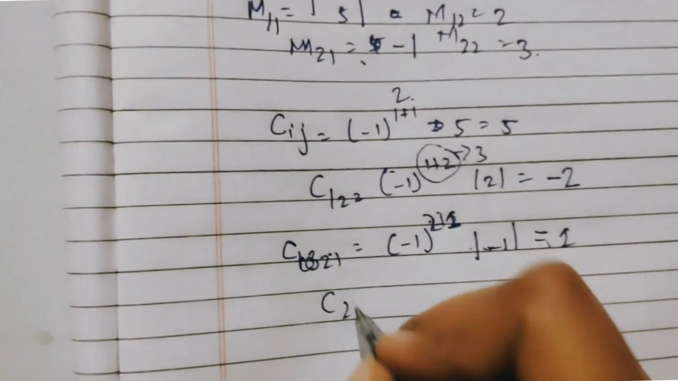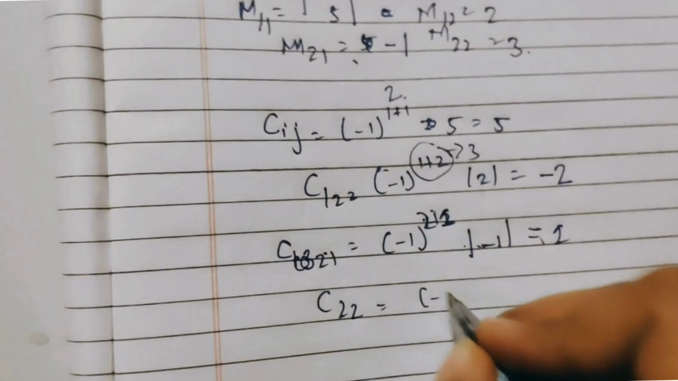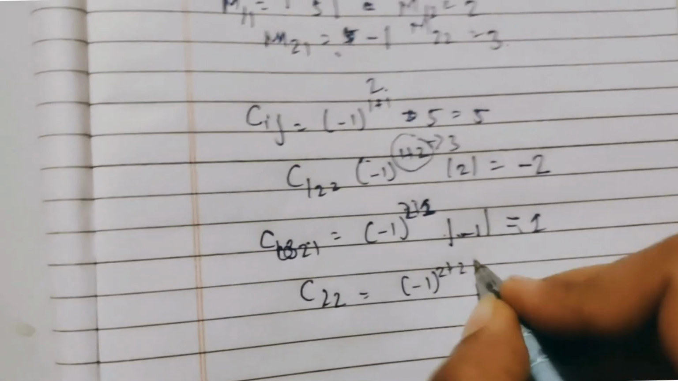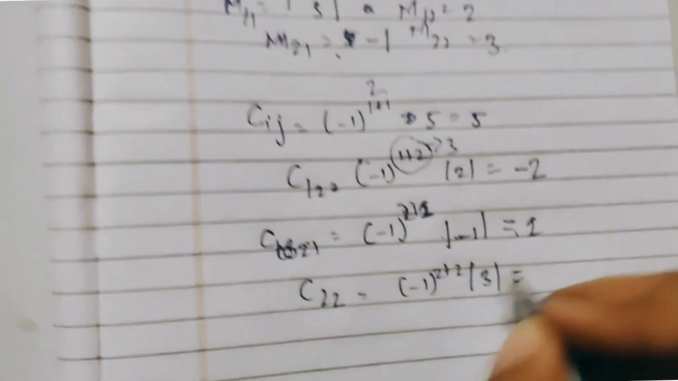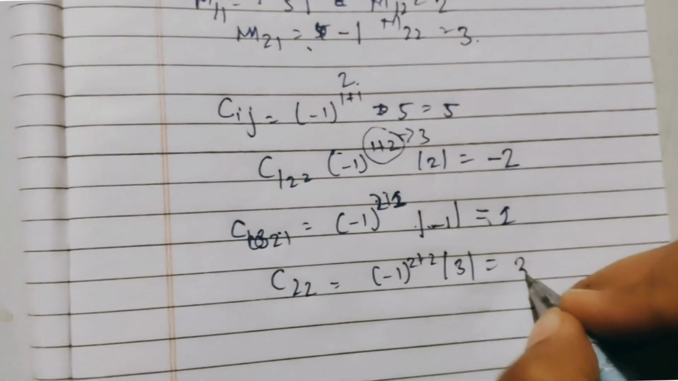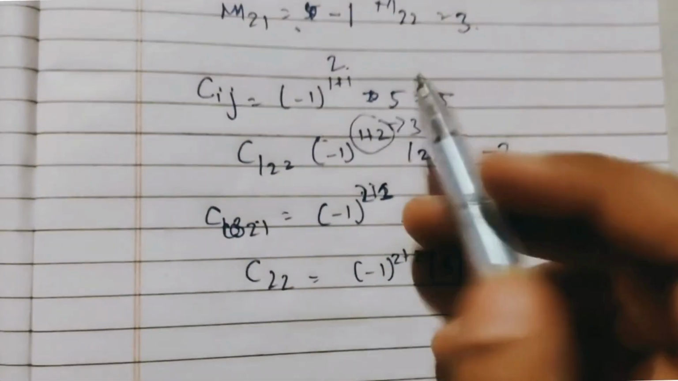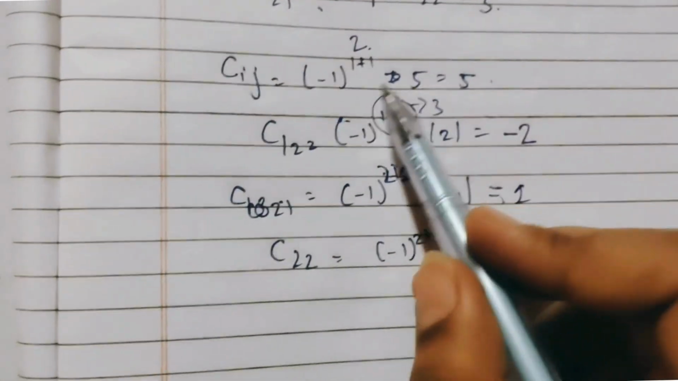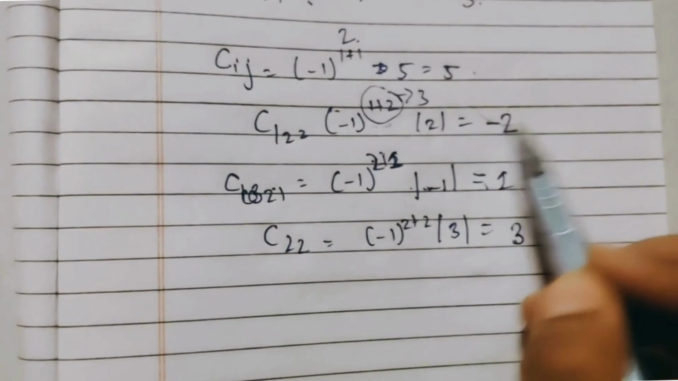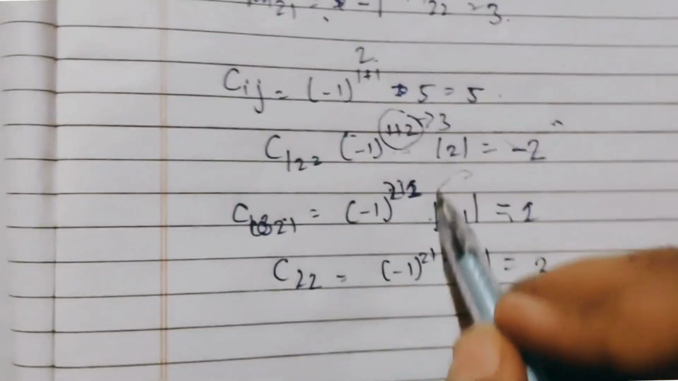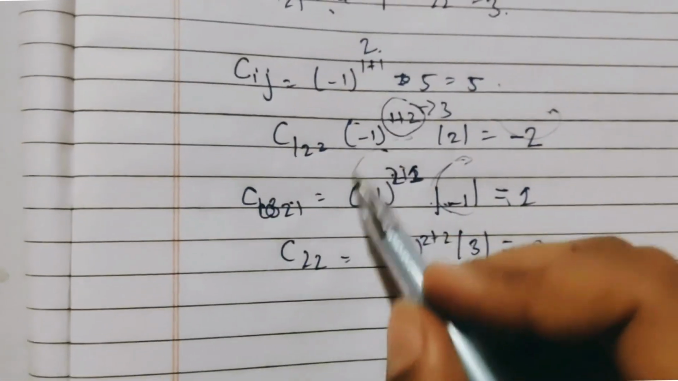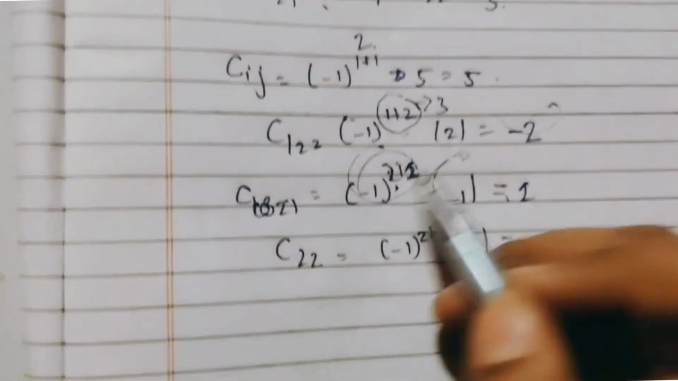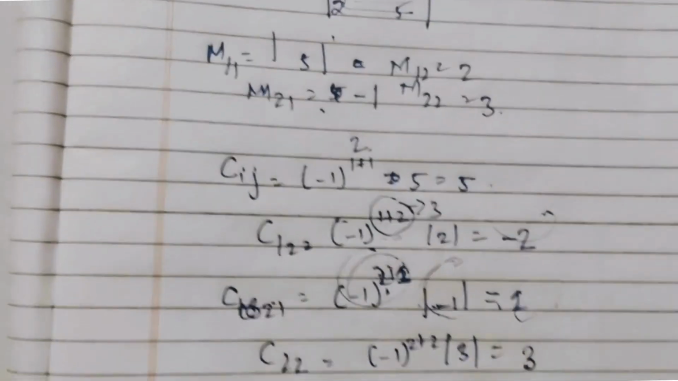Now for C22, that's equal to (-1) to the power 2 plus 2, multiplied with 3, so we will get the positive value, that is 3. So like this we will find the minors and the cofactors. If we have the value positive, then our answer will be positive. If the value is negative, then our answer will be negative. If this minor is negative and the sign factor is also negative, it will become positive. Like this we will solve the questions related to minors and cofactors.